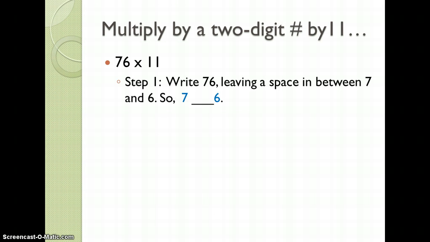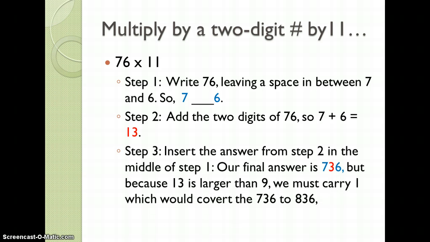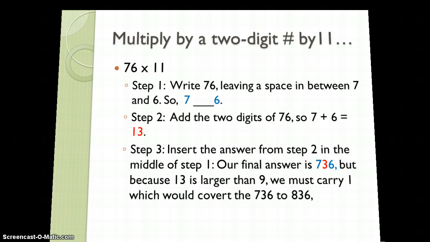76 times 11. We're going to write 76, leaving a space in between 7 and 6. So 7 space 6. We're going to add the two digits of 76. 7 plus 6 is 13. Insert the answer from step 2 in the middle of step 1. Our final answer is 736, but because 13 is larger than 9, we must carry the 1, which would convert the 736 to 836. We're going to carry that 1 to the hundreds digit. The 3 will still stay in the middle. The last number will still stay the same from the step 1.